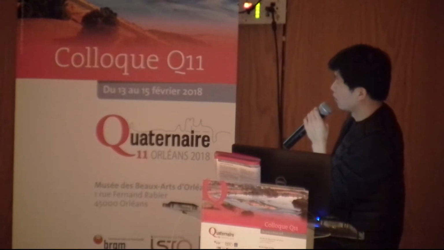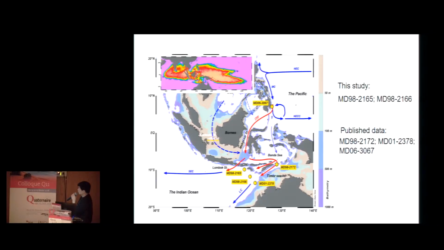The data discussed in this talk are from these five sediment cores: two cores from this study and three cores from published data. Four of them are located on the Indian Ocean side, and one is located on the Western Pacific Ocean side.